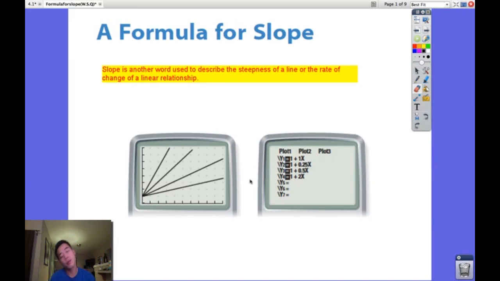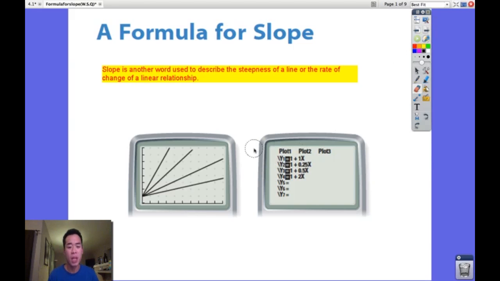Alright guys, so today we're beginning our next section. Remember in the last section we started playing with the idea of the rate of change. Well, we're going to begin now calling that rate of change slope. Slope is just the mathematical term. If you look on the screen, slope is just another word that is used to describe the steepness of a line or the rate of change of a linear relationship.